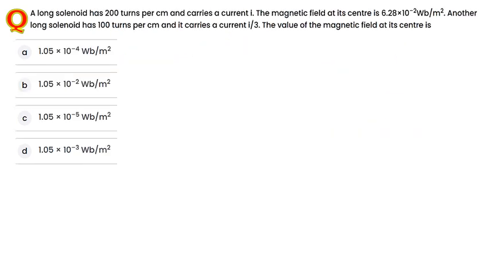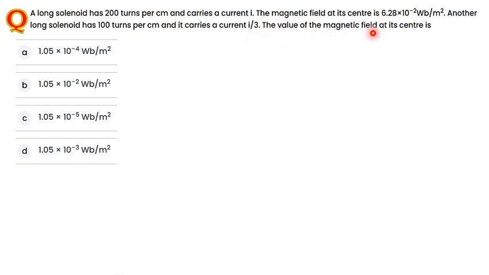The next one: a long solenoid has 200 turns per centimeter, so the N value is given, and carries a current I. When current flows through the solenoid, it produces a magnetic field at the center of 6.28 into 10 power minus 2 Weber per meter square. Another long solenoid has 100 turns per centimeter. Both are in centimeters, so no need to convert, because centimeter will cancel. It carries a current which is reduced to half.